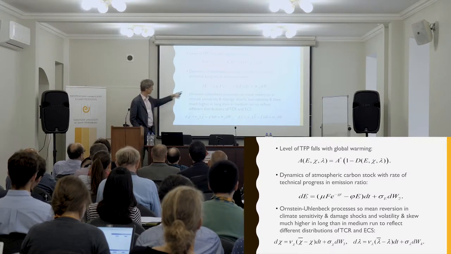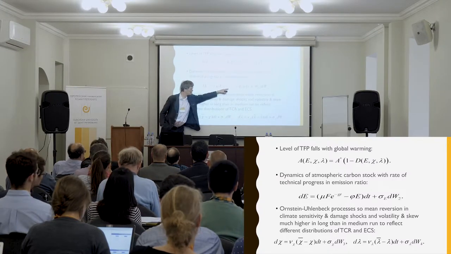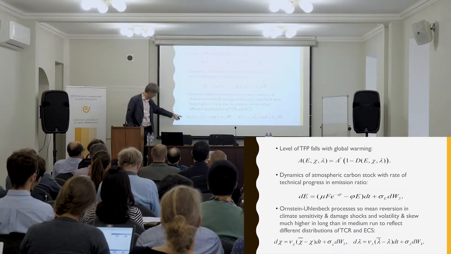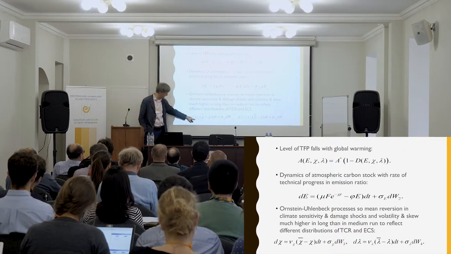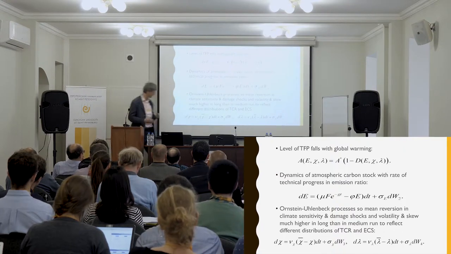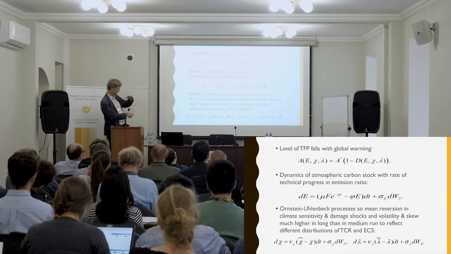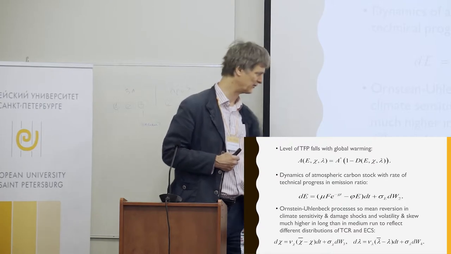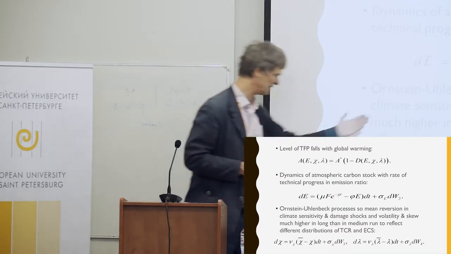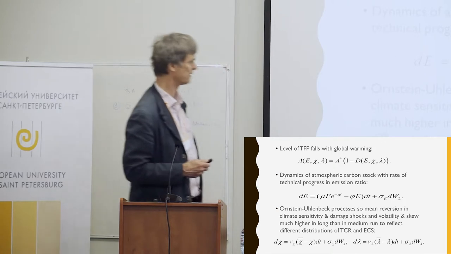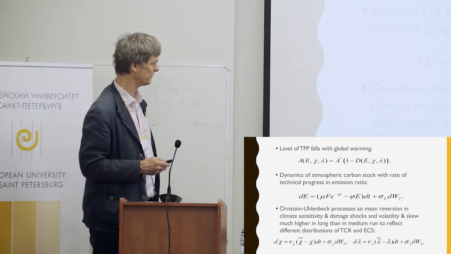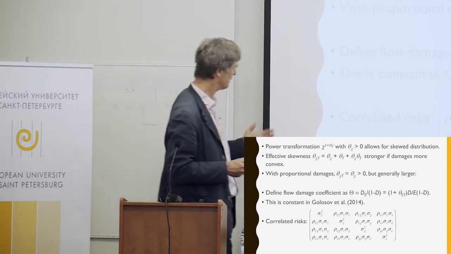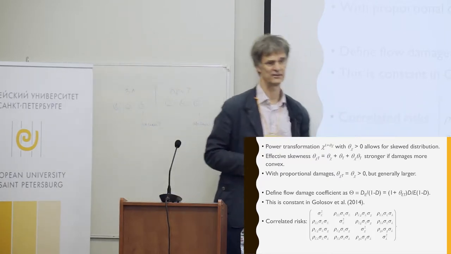So here is the carbon stock dynamics: emissions, some depreciation and some extra noise. And these are Ornstein-Uhlenbeck processes which have mean reversion parameters here and there, and thereby I can fit both the transient climate response and the equilibrium climate sensitivity with one and only one stochastic process. Again, the W3 and W4 are two other Wiener processes. So finally, what we allow for is that there are correlated risks for all these things.